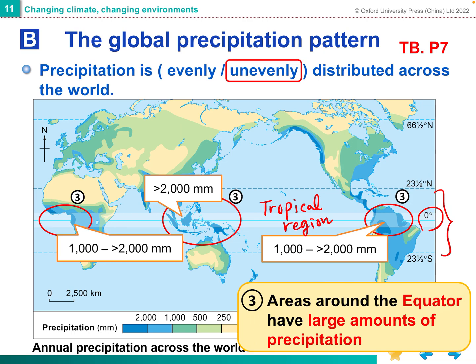Now please turn to the next page. Next page in the textbook. So we learn about the climate of South China, where Hong Kong is located.